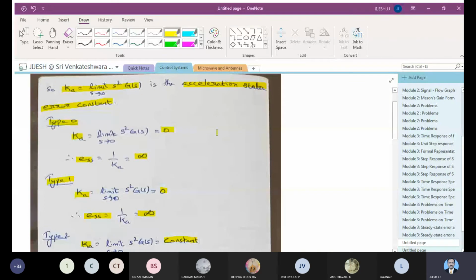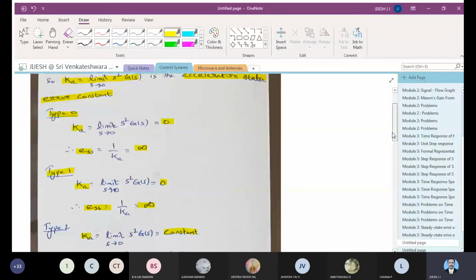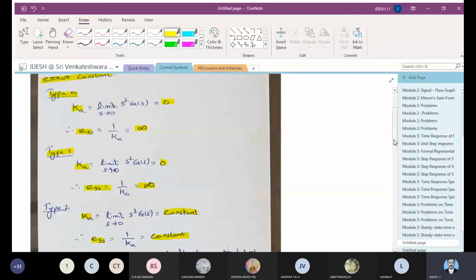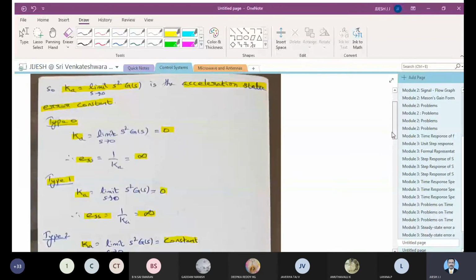So you can see that for type 2 system, Ka is a constant and ESS is also a constant. So here what you need to understand is Ka is called the acceleration static error constant.